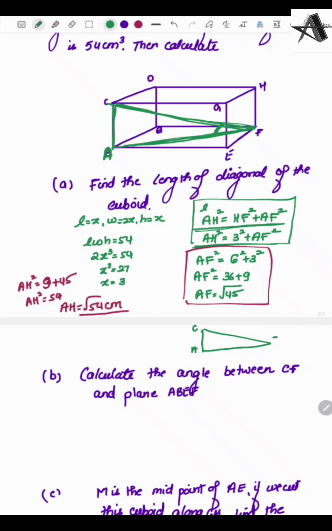CAF. CF is the whole length, that is, we just calculated root 54. And AF we calculated here, which is root 45.